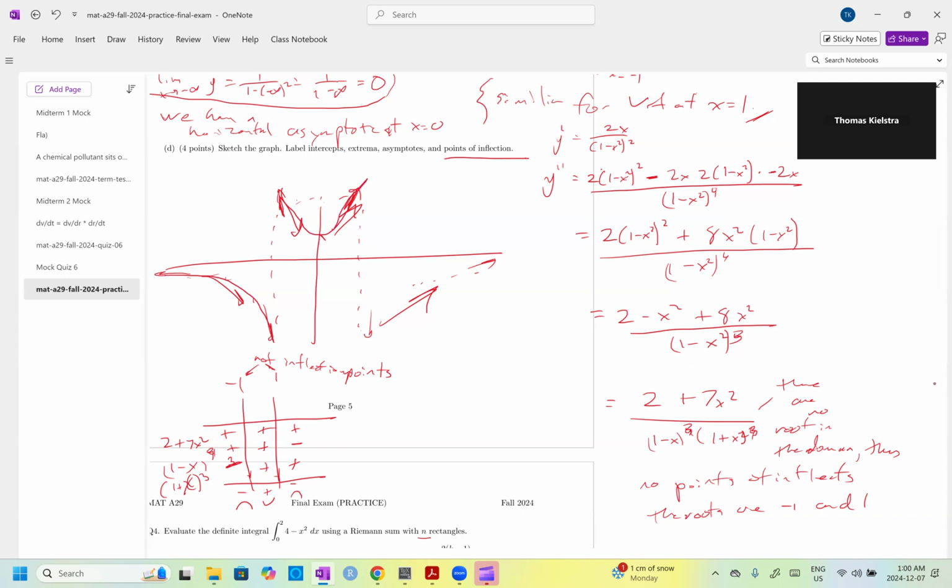But I'm concave down, concave up, concave down. And remember, we go through the point 0, 1. We have a horizontal asymptote, y equals 0. And that is our sketch.